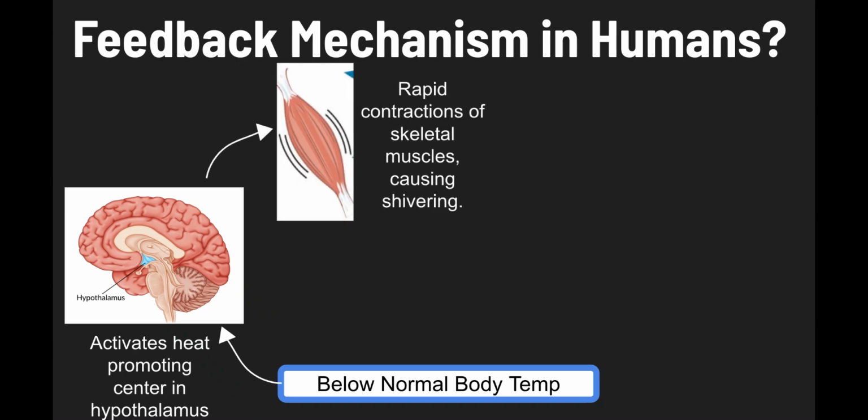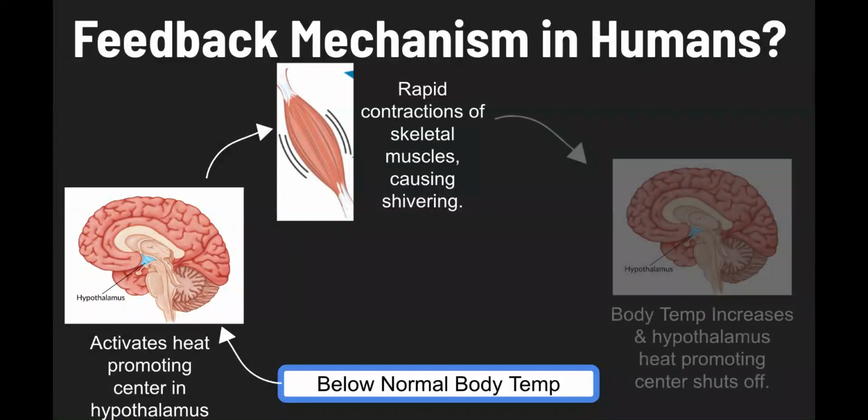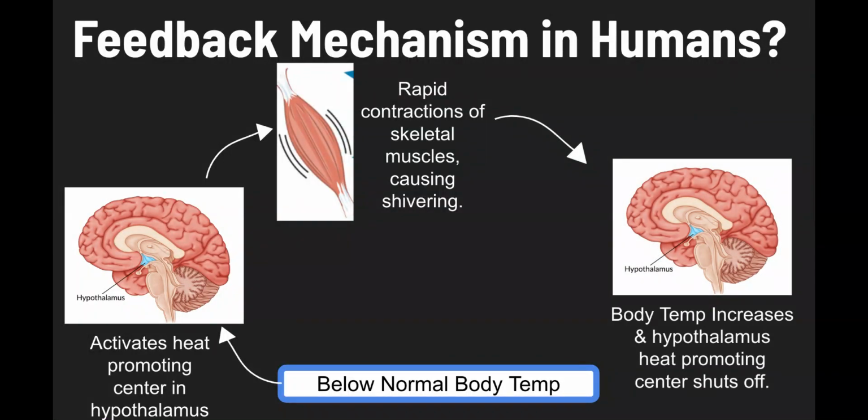So that part of the brain then sends a signal to your muscles, which causes rapid contraction of those muscles. And this is what happens when you're shivering. Those are rapid contractions that are happening. And that shivering produces heat. So your body begins to warm back up. And as your body temp increases, once it gets back to its set point, the hypothalamus heat promoting center shuts off. So this is the feedback mechanism in humans for thermoregulation, I should say.